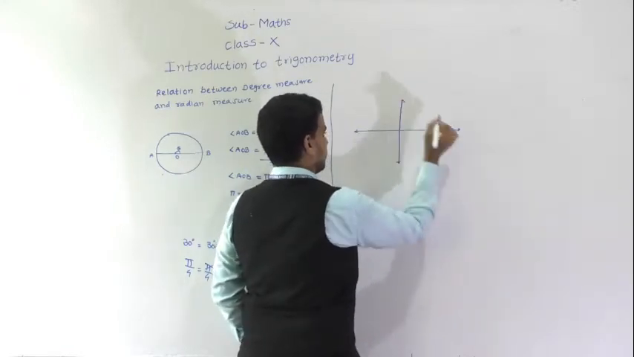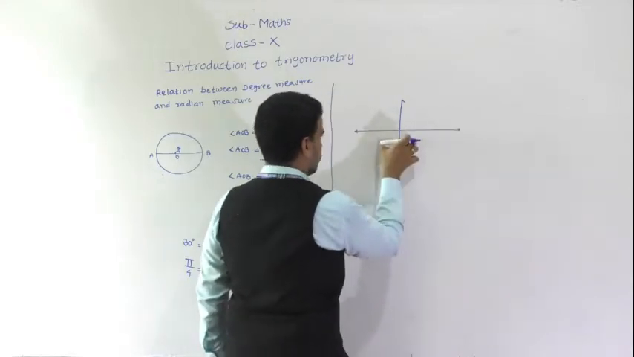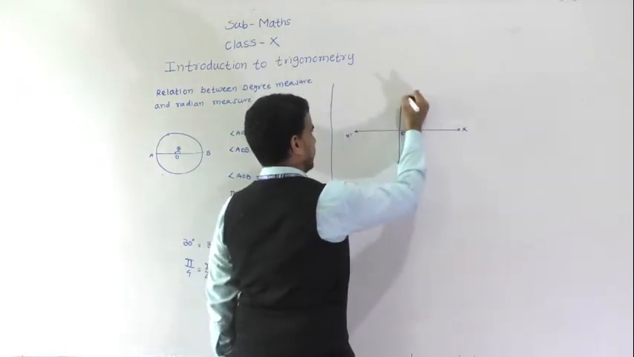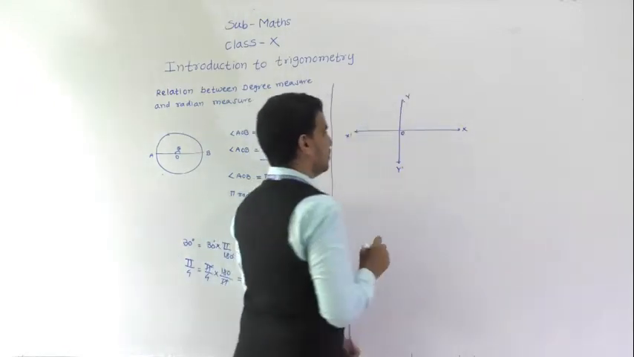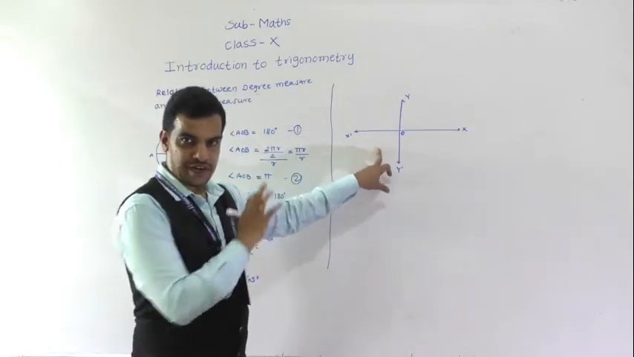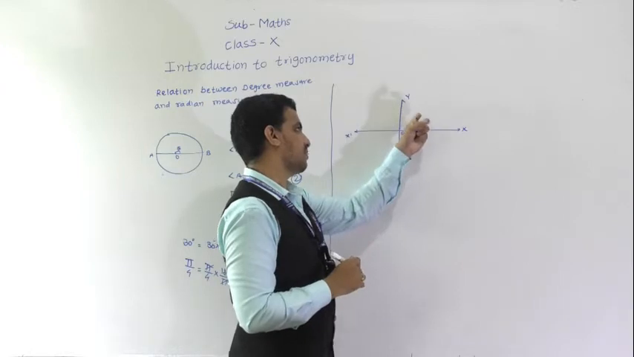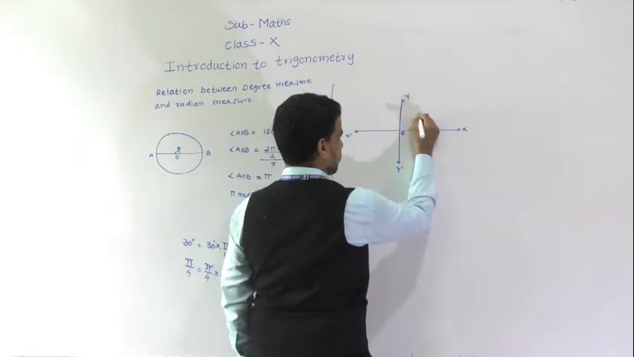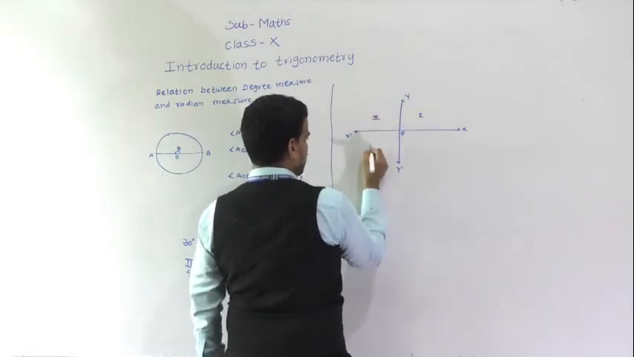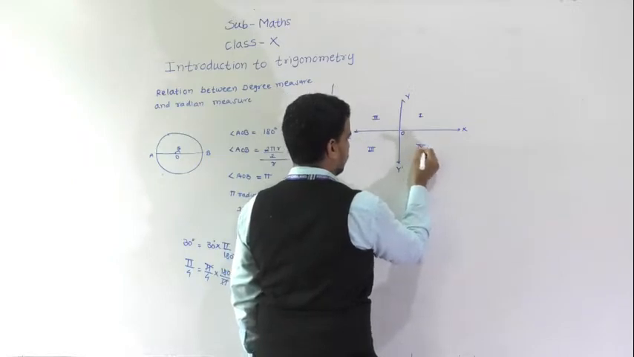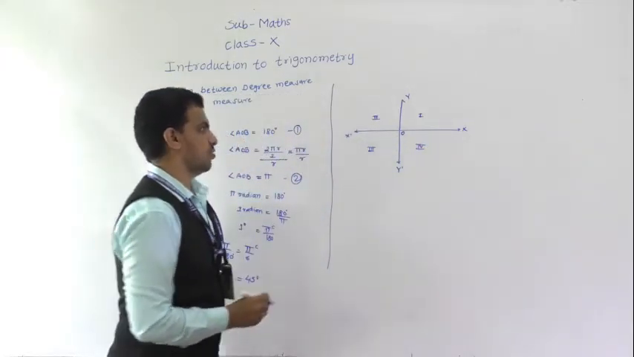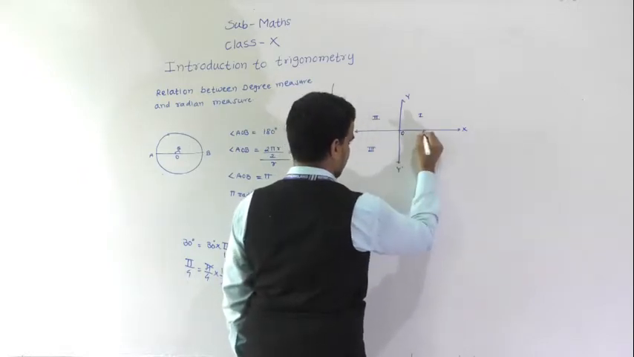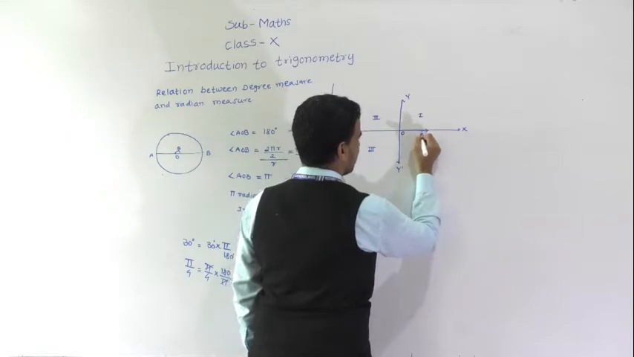Okay, if we draw two axes, that is XOX dash and YOY dash, this axis divides a plane into four parts. Each part is called a quadrant. So this is the first quadrant, this is the second quadrant, this is the third quadrant, and this is the fourth quadrant.